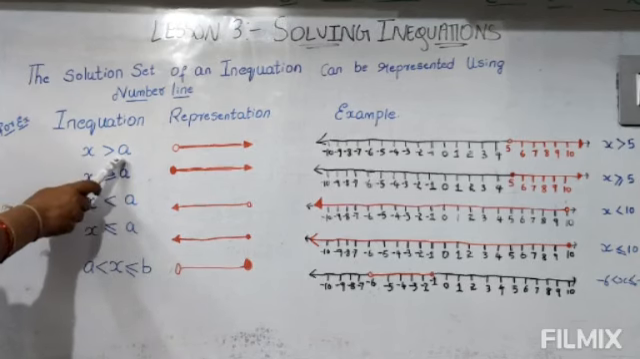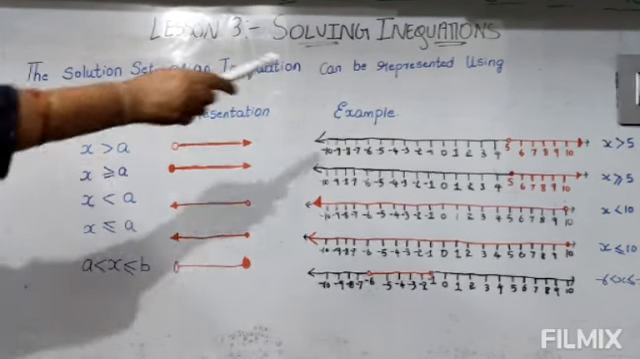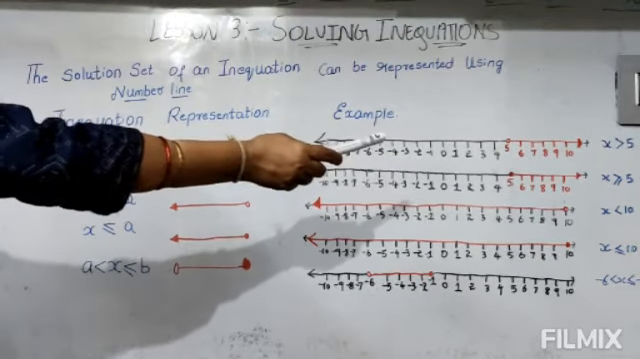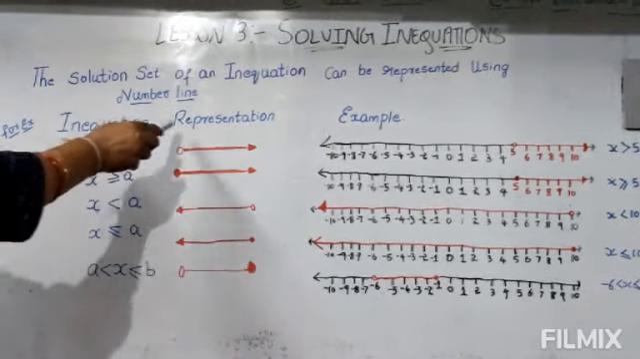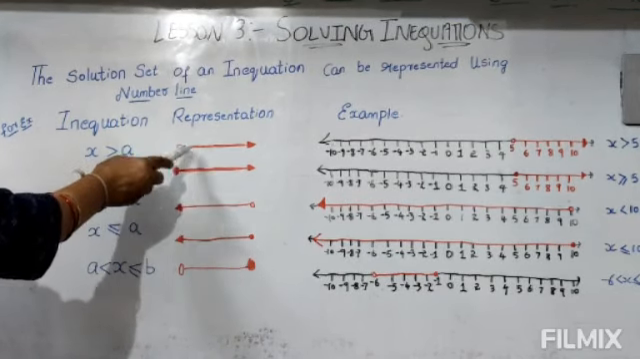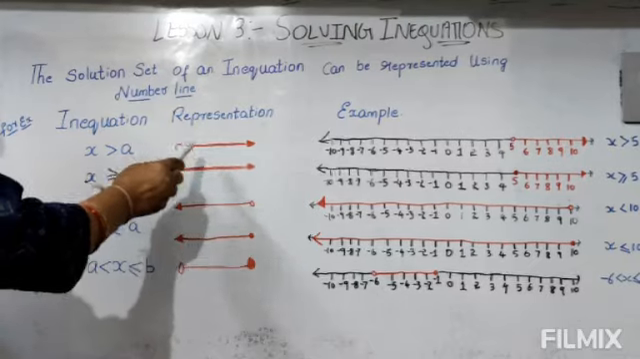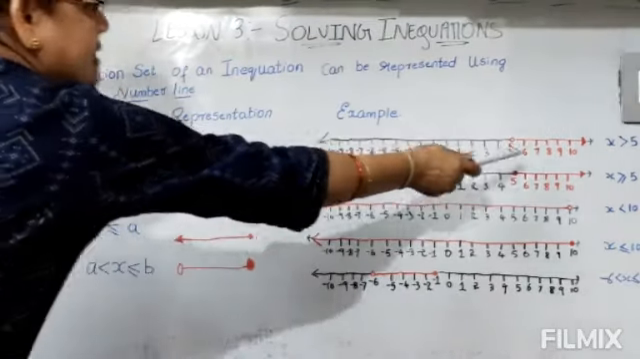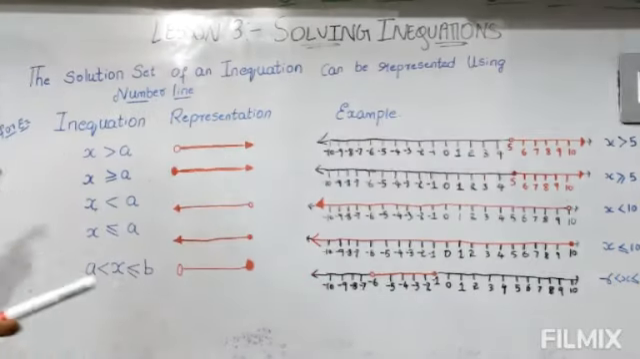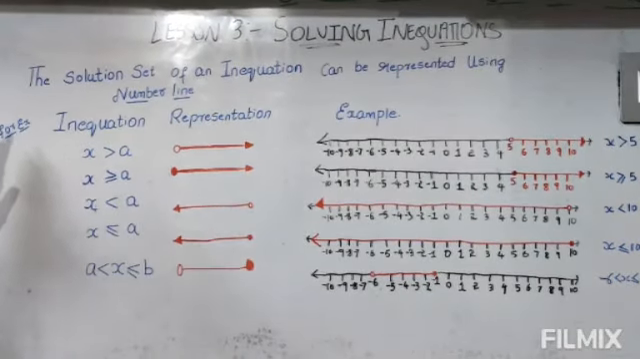That is what x is greater than a means. So there is an example, x is greater than 5. Greater than 5 means this hollow circle represents 5, that is a. Apart from this, you should take 6, 7, 8, 9, 10. I think you understood this.